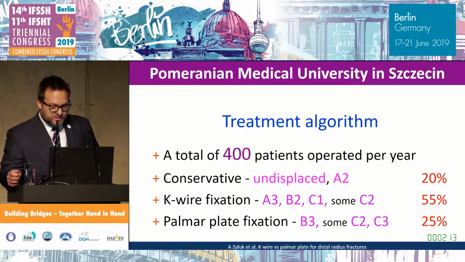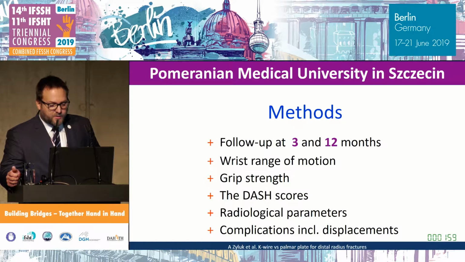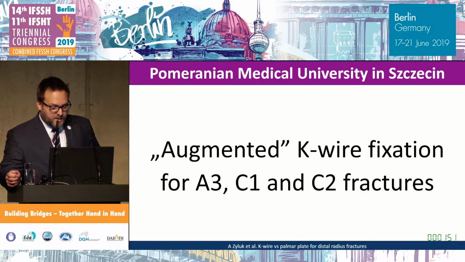Most of them are treated operatively. We try to keep the K-wire fixation for simple fractures, and if we have more complex articular fractures, we go for plate fixation. We analyzed about 460 patients with these radius fractures. We follow them up after 3 and 12 months. We analyze range of motion, grip strength, DASH scores, and of course radiological issues.